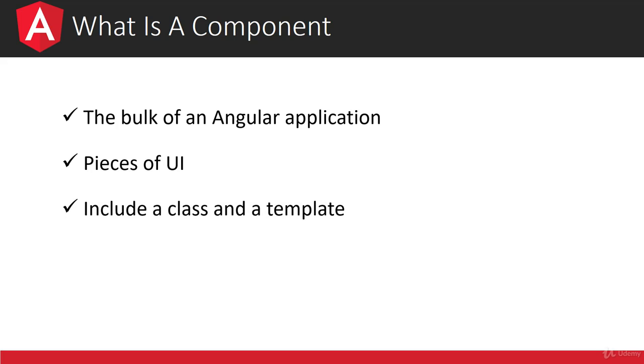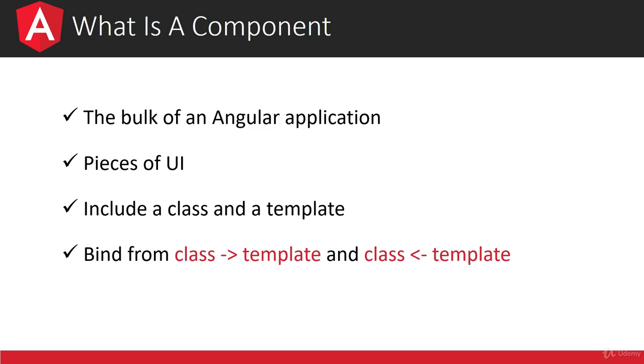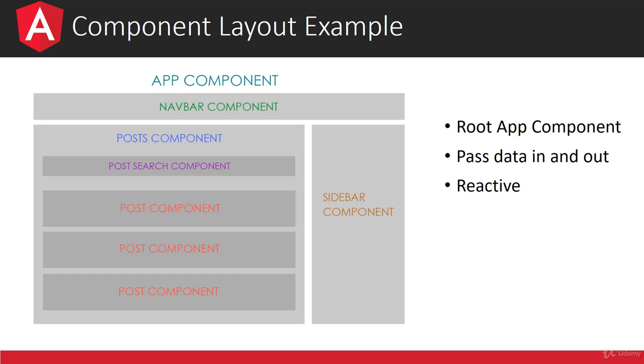So every Angular component includes a class which can have properties and methods. A method is basically just a function inside of a class. Components also have a template associated with them, which is what the user actually sees in the browser. And we can bind data from the component class to the template and vice versa. This is what makes Angular so dynamic.